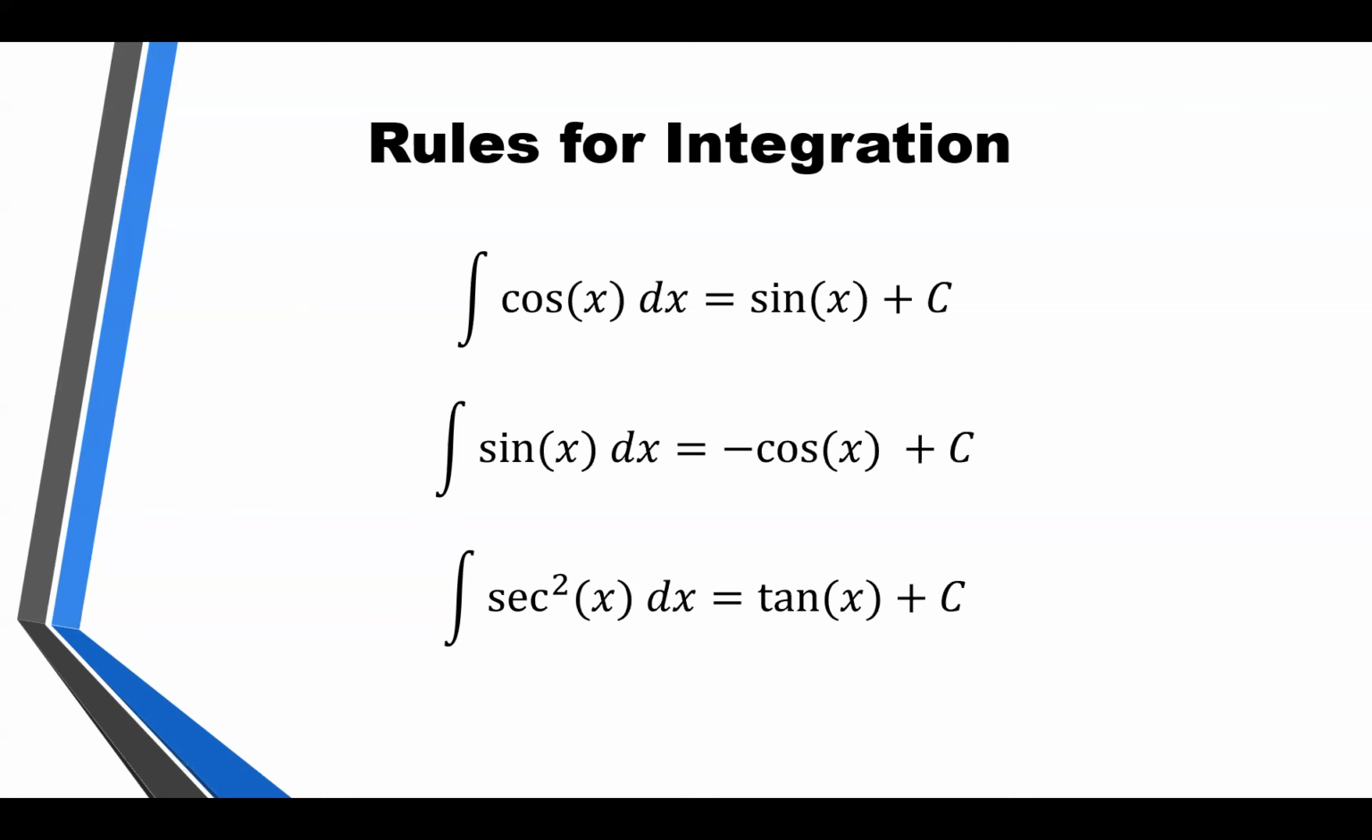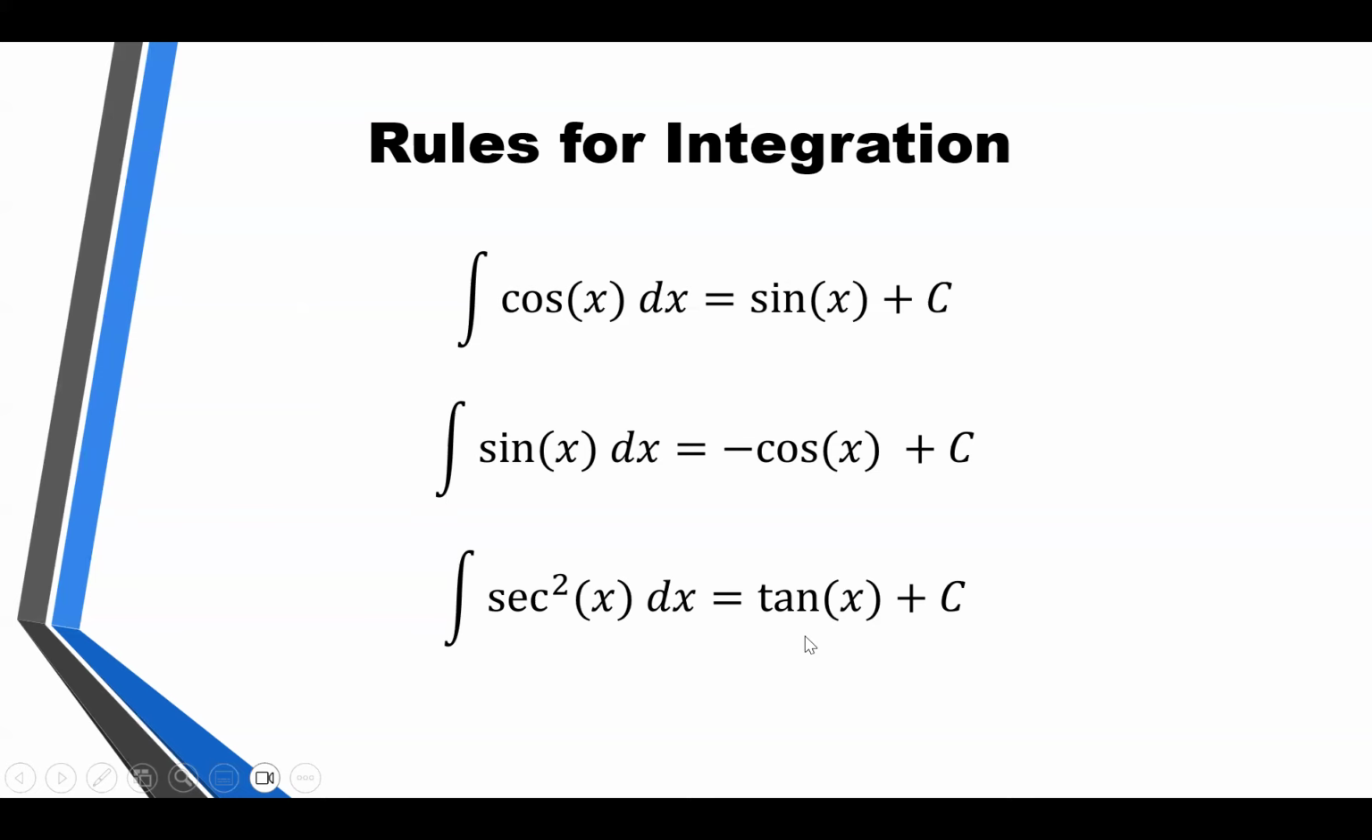Now the derivative of cosine is negative sine. So if we're starting out with a positive sine and we want to integrate that, we integrate sine and we get negative cosine plus c. So if you integrate cosine, you get a positive sine. You integrate sine, you get a negative cosine, obviously plus c.